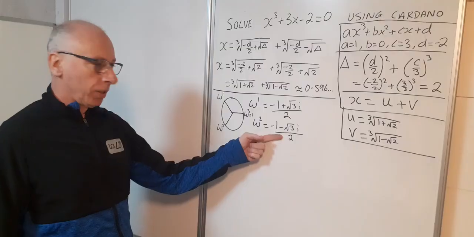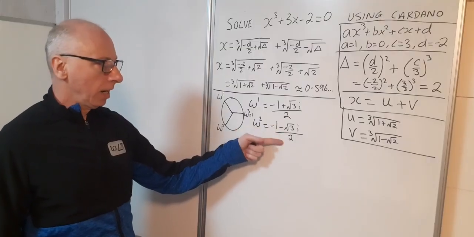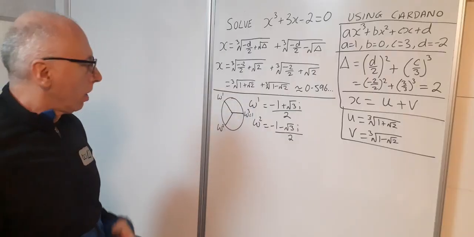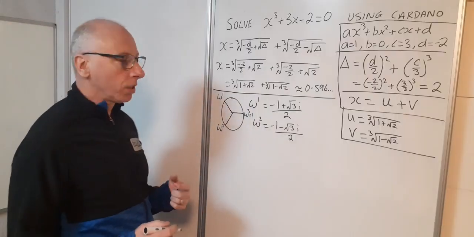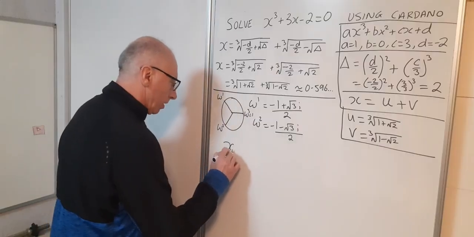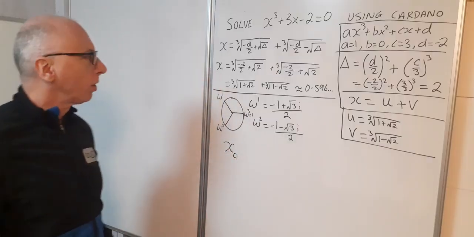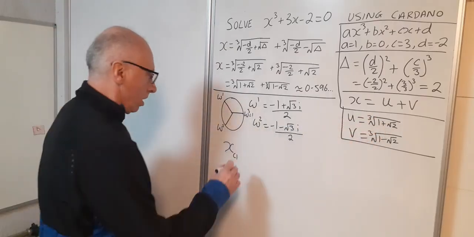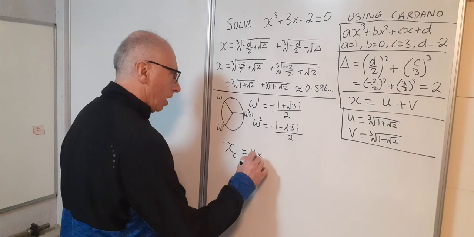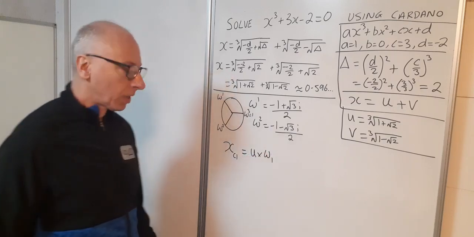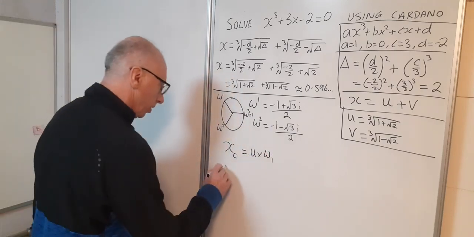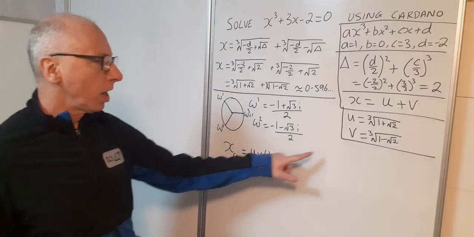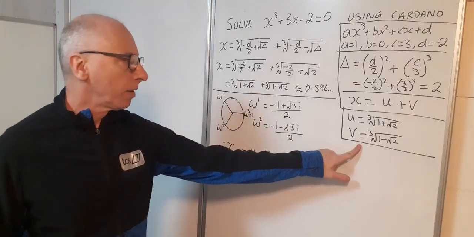Okay, so now what I want to do is take these numbers here and use them to find my 2 complex solutions. So let's have a look at the complex version of my solutions. If I do x complex number 1 solution, if I take u, which is the positive number inside here, that would equal u times omega 1. And my second complex solution would equal u times v. Sorry, that would be v.